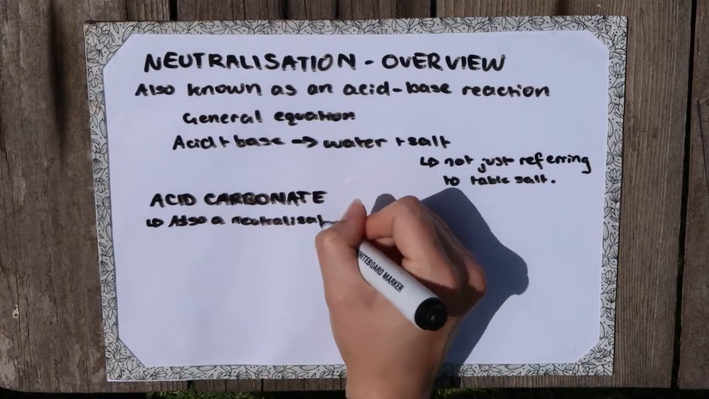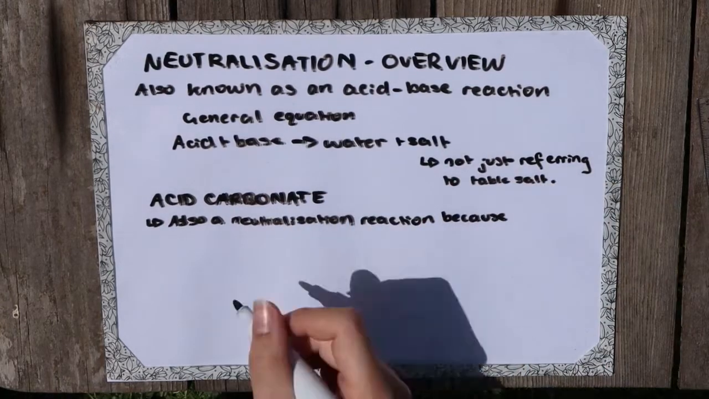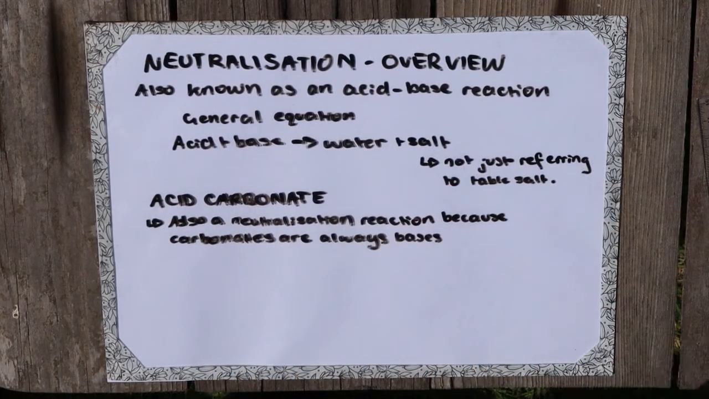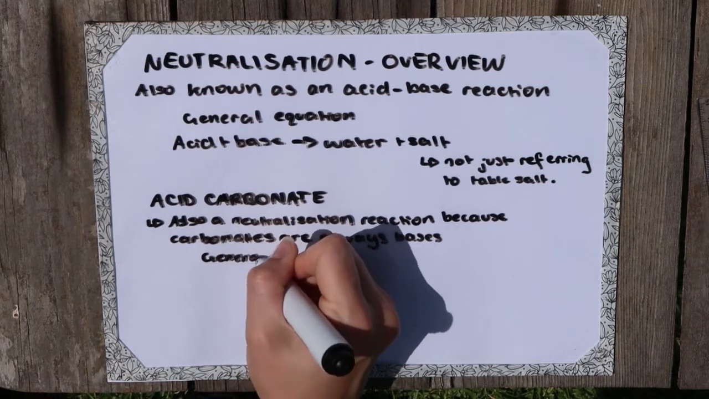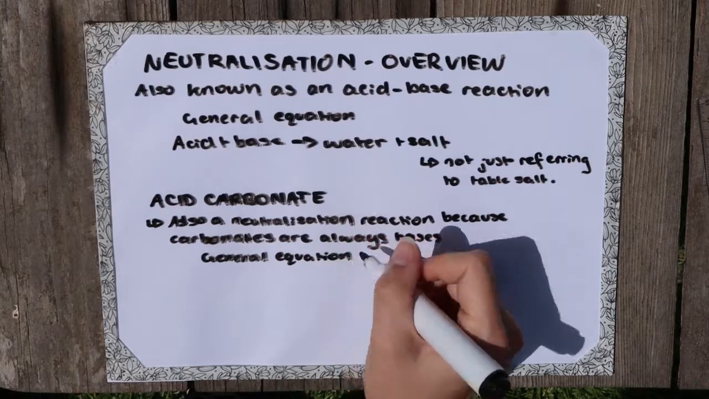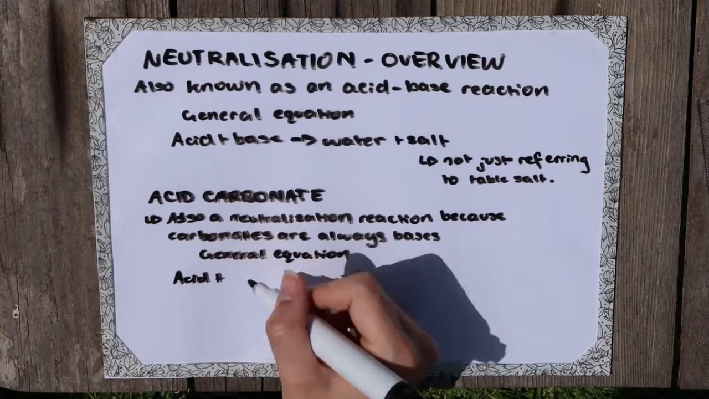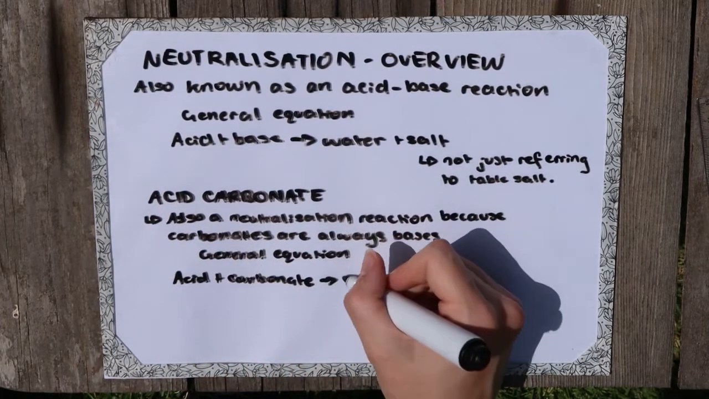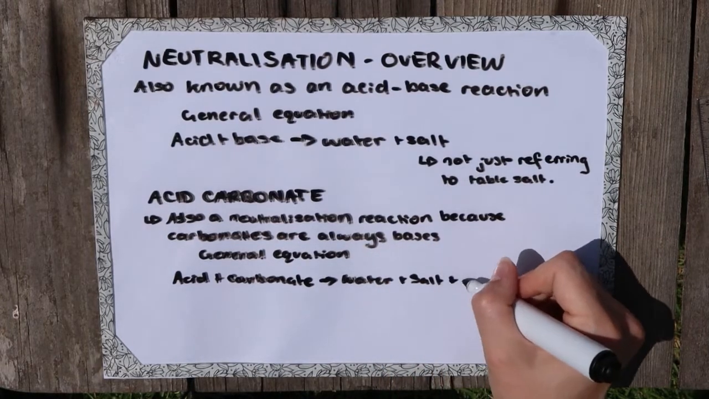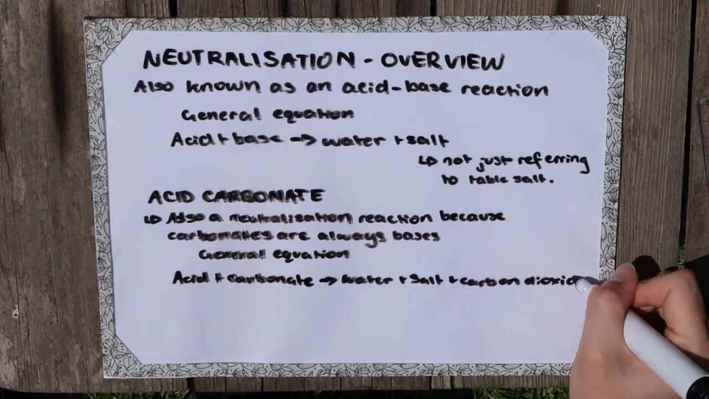Acid-carbonate reactions can also be described as neutralisation reactions, as a carbonate is always a base, which neutralises the acid with which it's reacting. The general equation for an acid-carbonate reaction looks like this. An acid plus a carbonate becomes water and a salt and carbon dioxide gas.